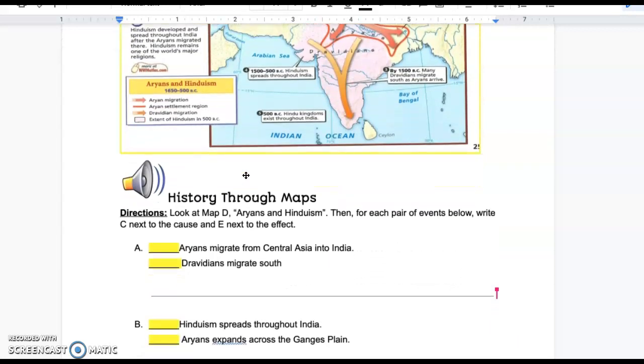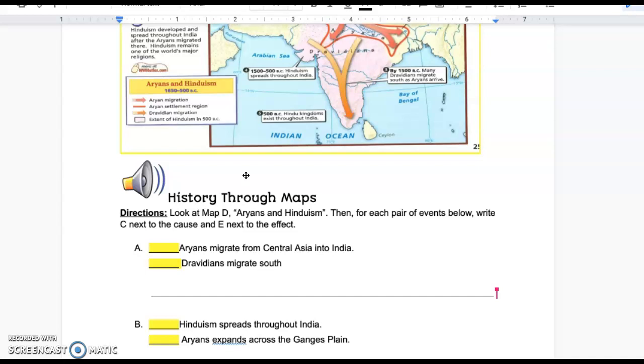History through maps. Directions. Look at map D, Aryans and Hinduism. Then, for each pair of events below, write C next to the cause and E next to the effect.